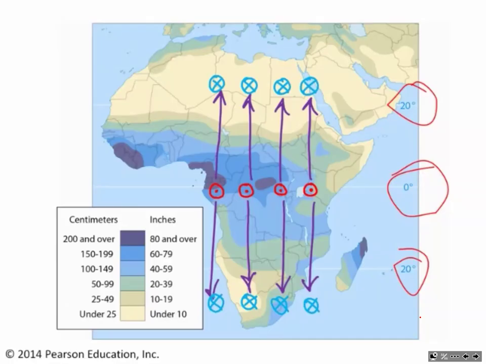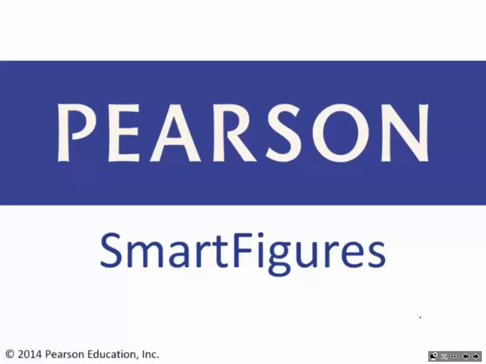This circulation cell, this Hadley cell, would not be complete until we had the air moving back toward its origin, moving back towards the equator. And again, in the southern hemisphere, due to the Coriolis effect, the actual wind path is going to look something like that. In the northern hemisphere, it's going to look something like that instead. Hopefully you got that right. Thanks a lot for your attention. This has been another Smart Figure.